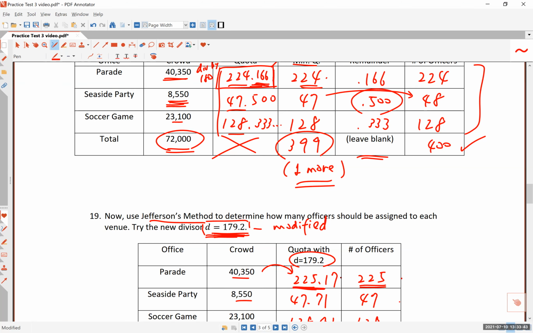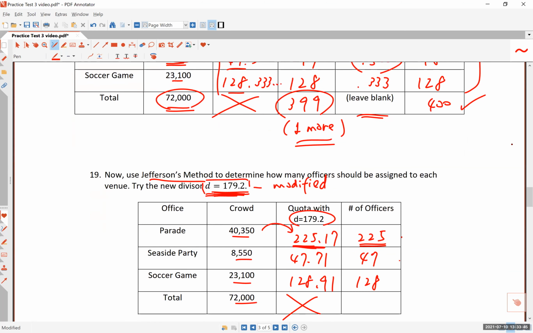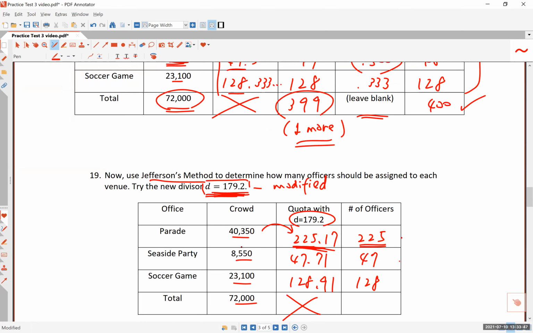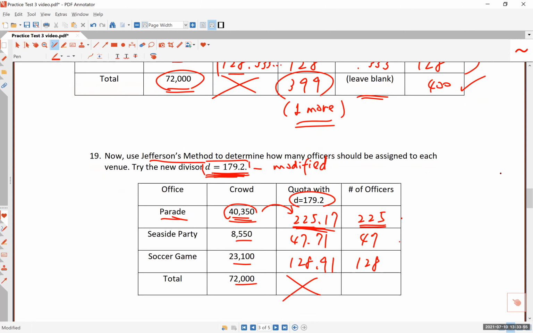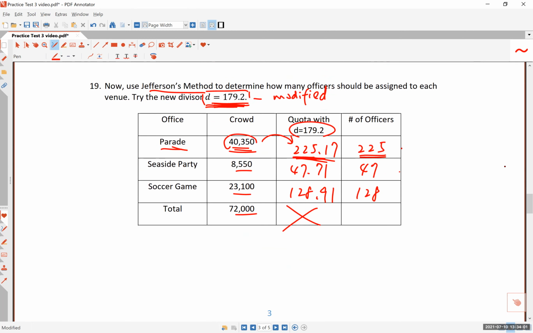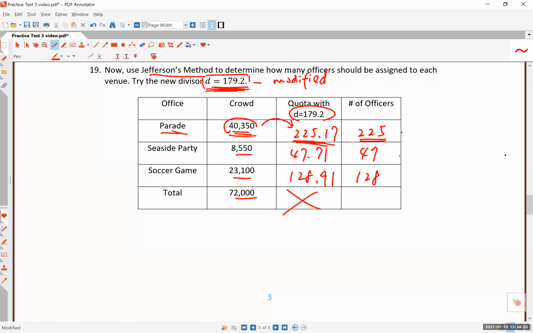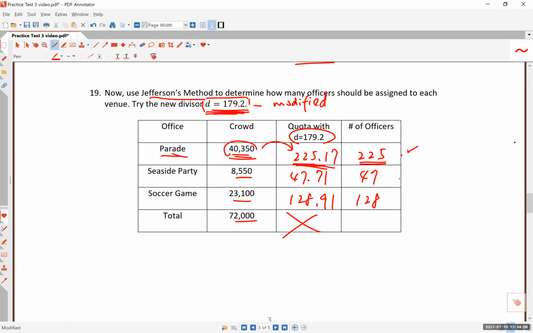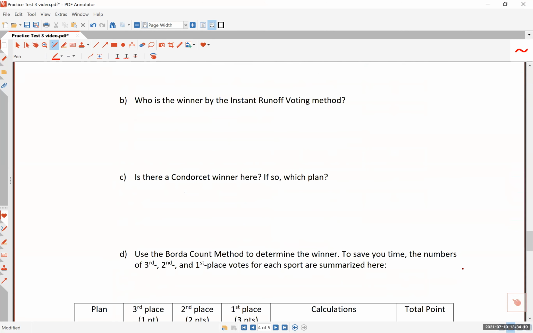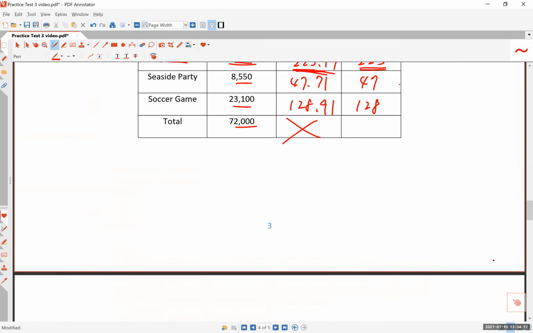Okay, and the number actually changed rather quickly from 224.166 to 225. The reason this went up so quickly is because this number is actually a big number. In fact, parade has the biggest crowd, right? And so this again illustrates the fact that Jefferson's method favors large states or large crowds. Okay, so that extra officer is sent to the parade according to Jefferson's method. All right, so that's number 19.